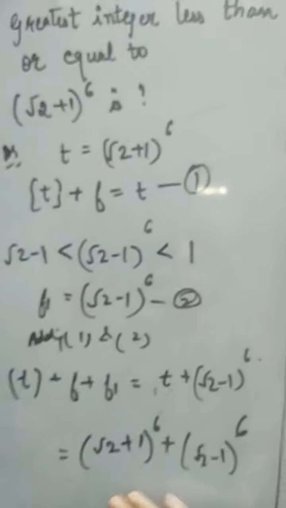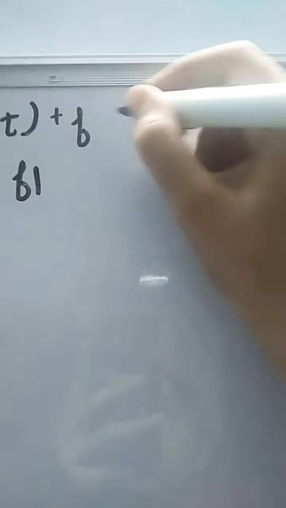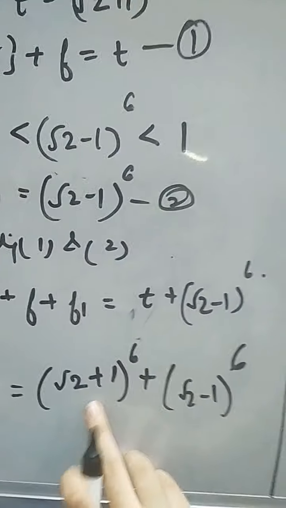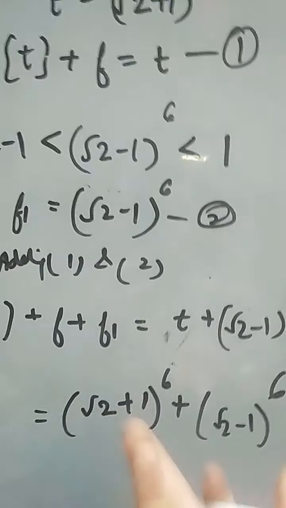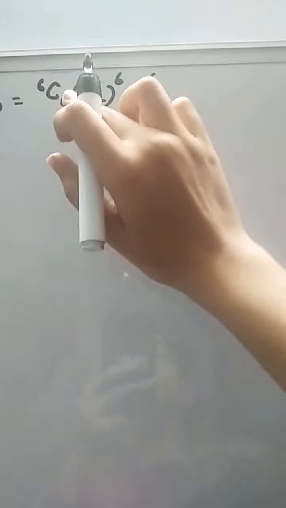Let's solve it. Okay, so we are having this. Our greatest integer function [t] plus f plus f1 is equal to, first of all, we are having this. By opening this by the binomial theorem, we will get 6C0, our first term is root 2, so root 2 raised to the power 6. We will not write 1 because anything raised to the power of 1 is 1 itself.